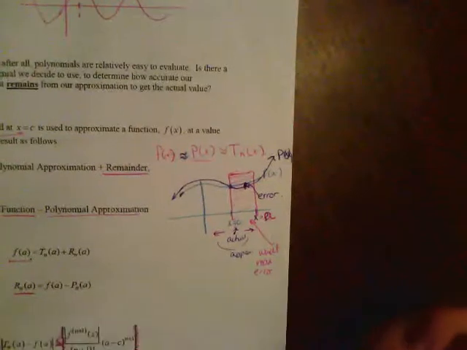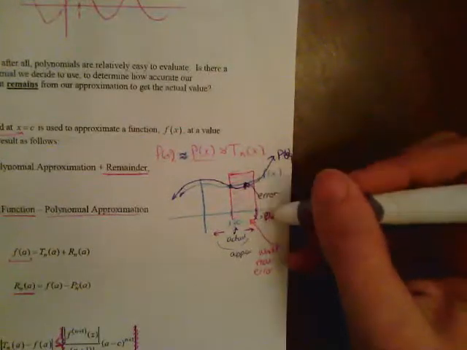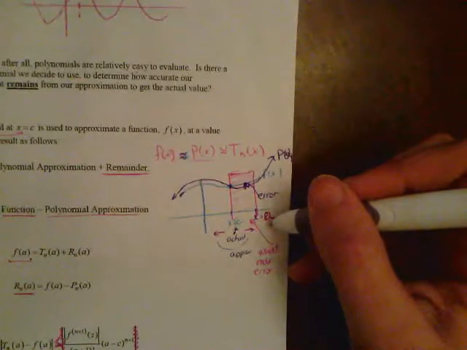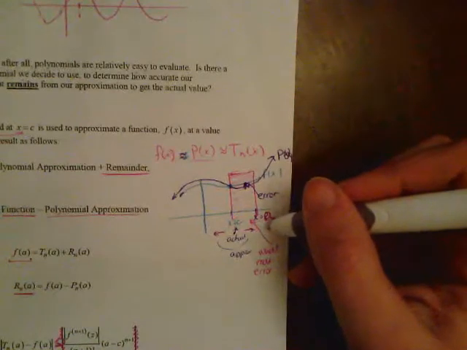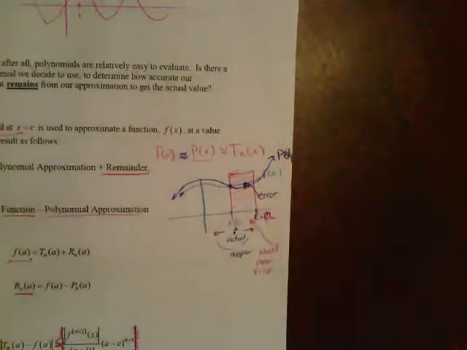So what the Lagrange form, whatever you want to call it, does for us is it helps us to determine what the value is at x equals a and what is the maximum error that I'm going to have if I move left and right on this graph.